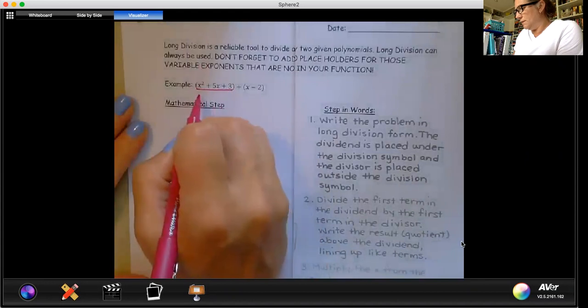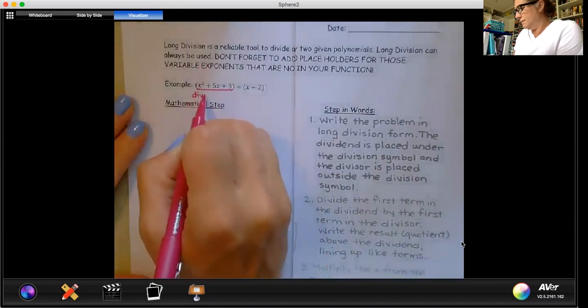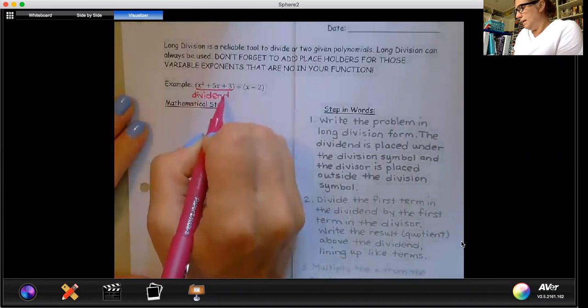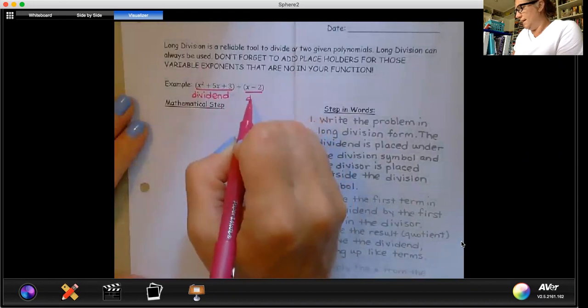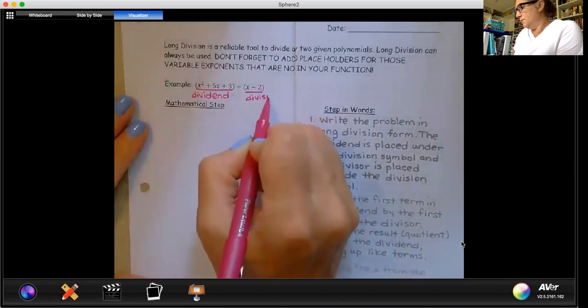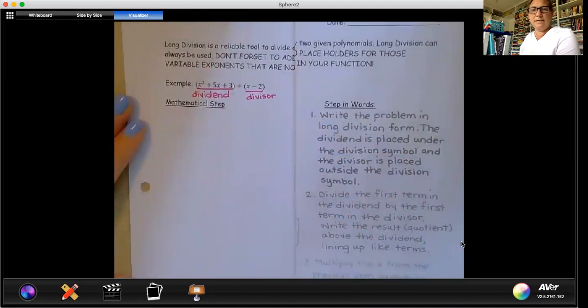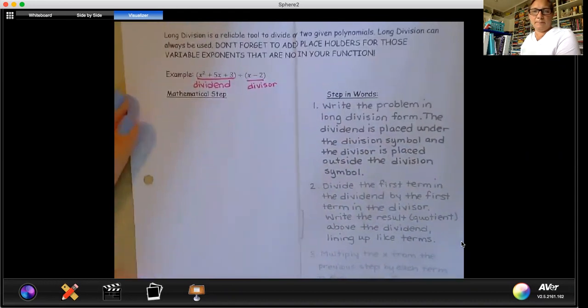This first part is going to be the dividend, and the second part will be your divisor. So when you see those words in your steps, you'll know what we're talking about. So long division is a reliable tool to divide any two given polynomials. Long division can always be used. Just make sure if there is a term missing that you include a 0 as a placeholder.